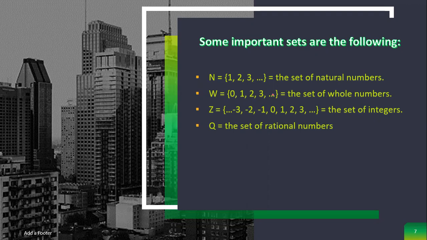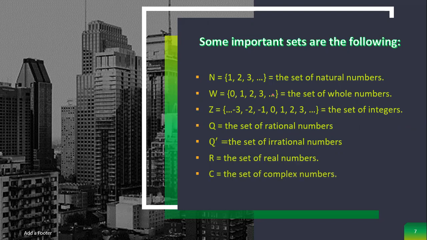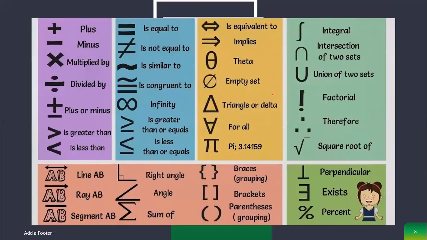The set Q is the set of rational numbers. The complement of Q is the set of irrational numbers, and R is the set of real numbers, and C is the set of complex numbers. Now, these are the different symbols that we use in mathematics. These are the commonly used or the basic symbols in math.